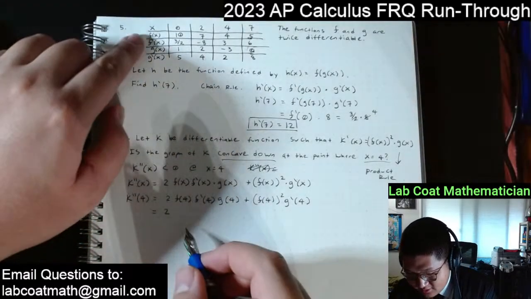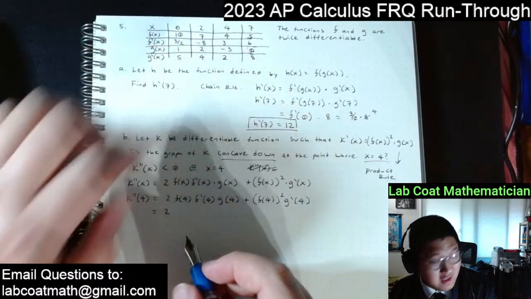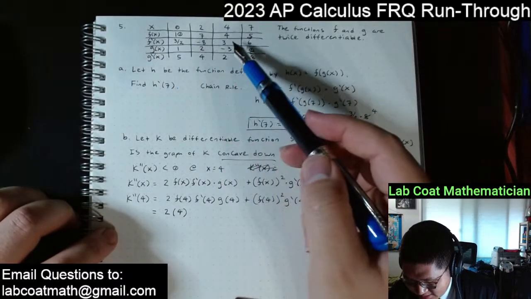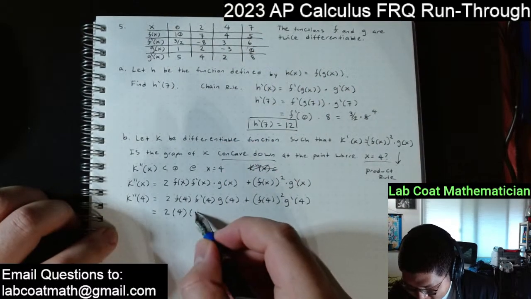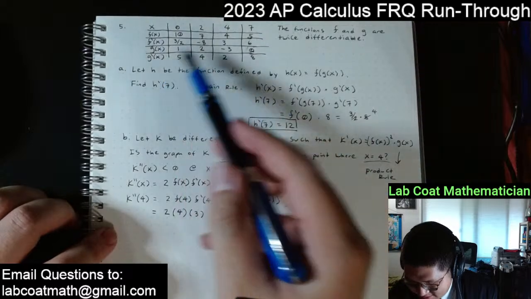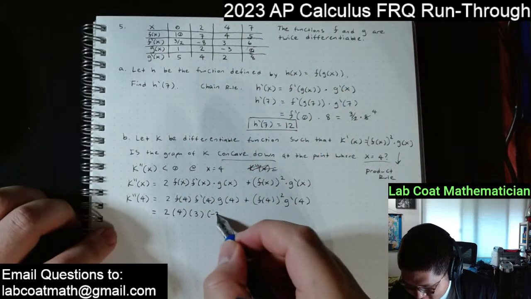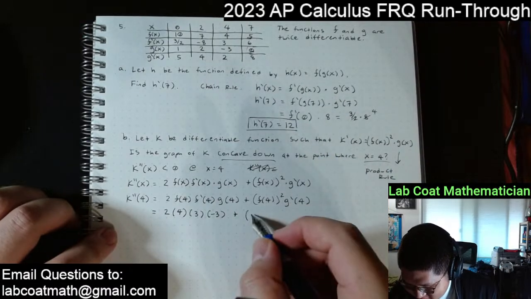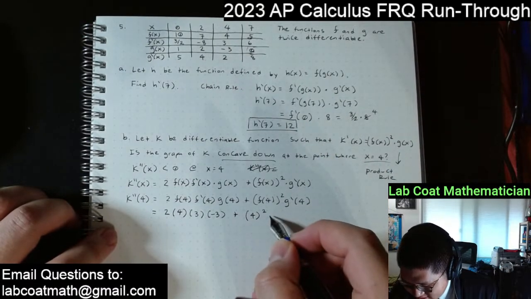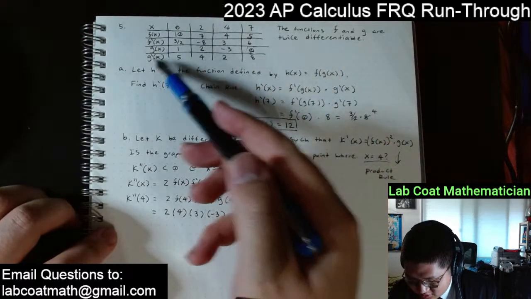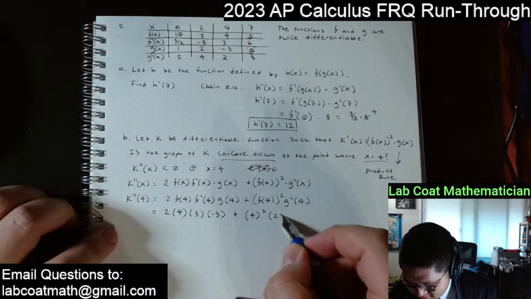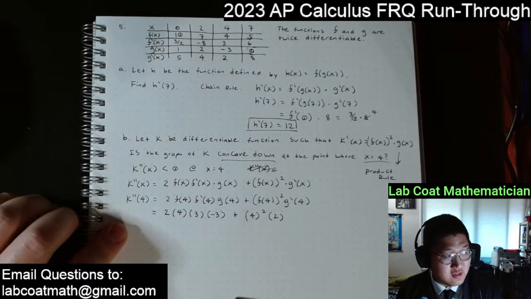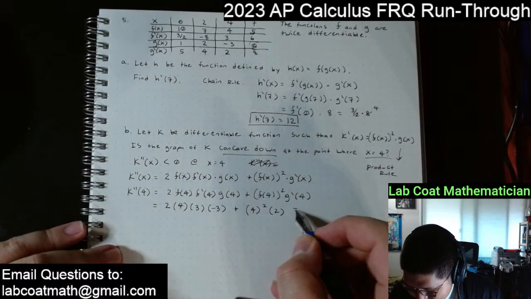So f of 4 is going to be a positive 4. F prime of 4, so the f prime line going up at 4, is going to be a positive 3. Then g at 4 is going to be negative 3. Adding that with f of 4, back to that again is a positive 4, but all that will be squared first. And then g prime at 4 is going to be a positive 2. Okay, so we have all of that listed out here. So then we just need to solve for that.